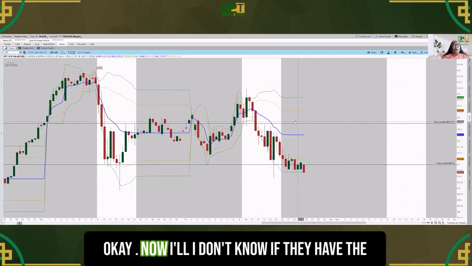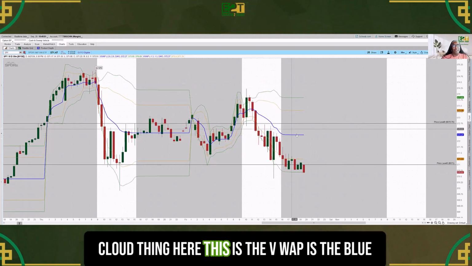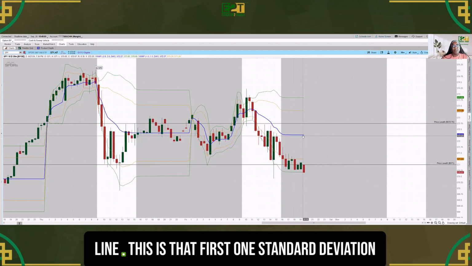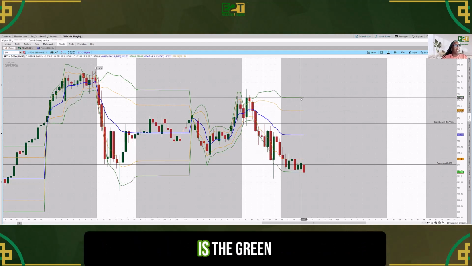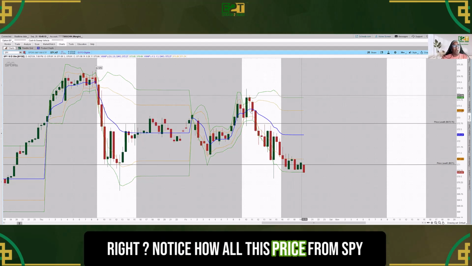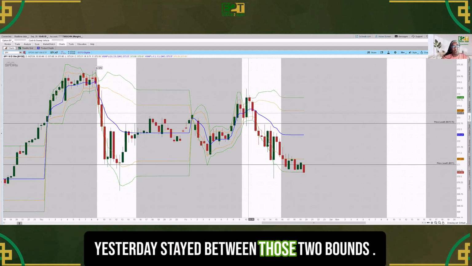Okay. Now, I don't know if they have the cloud thing here. This is the VWAP, the blue line. The first one standard deviation is the orange, and the 2 standard deviation is the green. Right? Notice how all this price from SPY yesterday stayed between those 2 bounds.